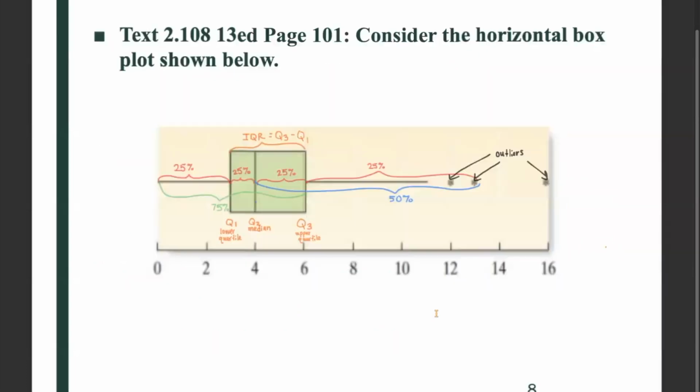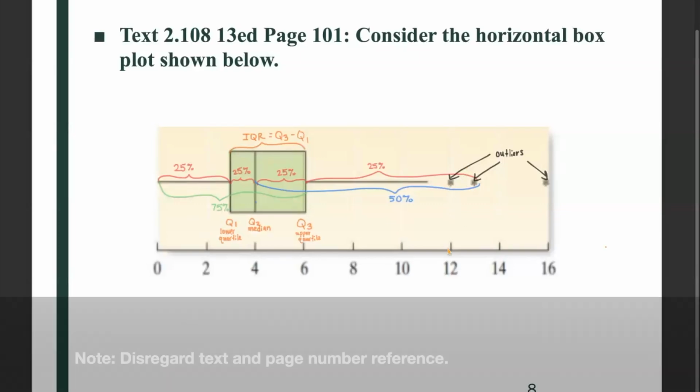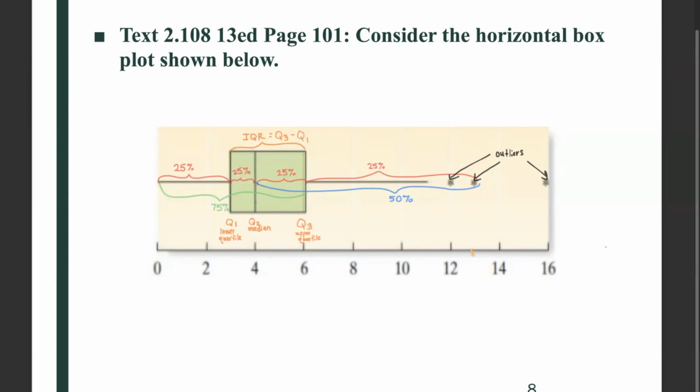The last question is to identify any outliers in the data. So here are the 3 outliers. So we have an outlier that's 12. This one is in between 12 and 14, so I'm guessing that it's 13. And then this is 16. So the outliers are 12, 13, and 16.